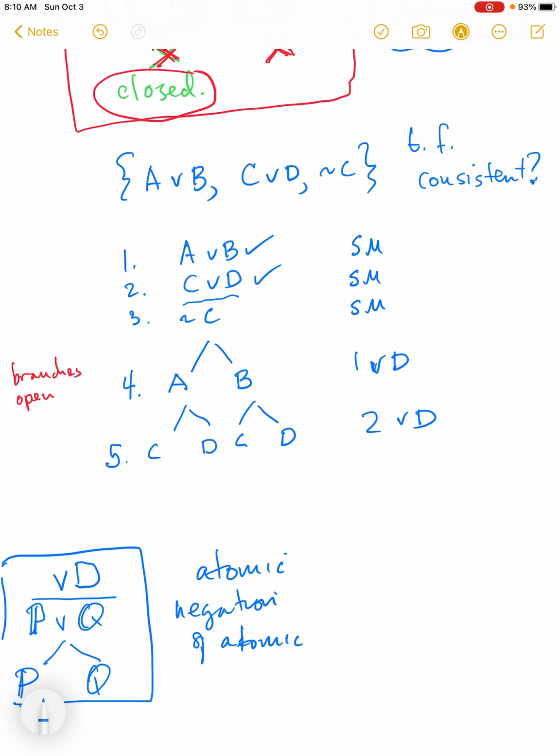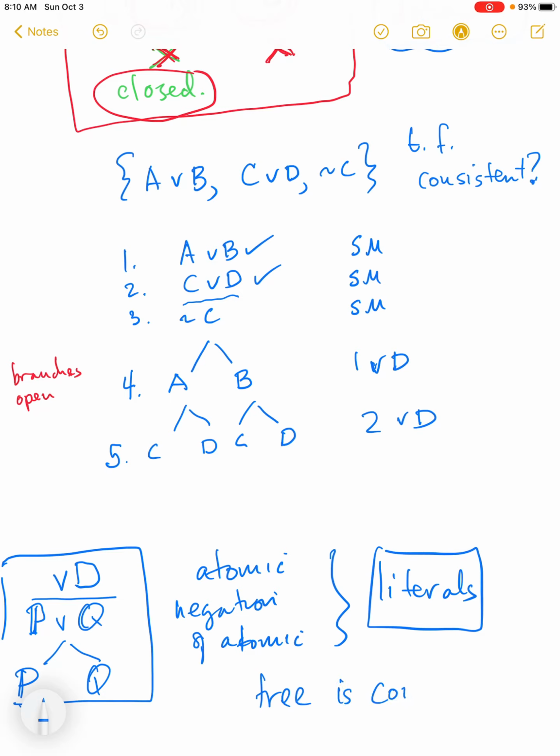Another bit of terminology: we call an atomic sentence, or the negation of an atomic sentence, a literal. These are both called literals. So we have finished constructing this tree. In other words, the tree is completed. Another piece of terminology: the tree is completed because everything on that tree that is decomposable has been decomposed. So the only things on the branches that are not checked are literals. Okay, so this tree is completed.